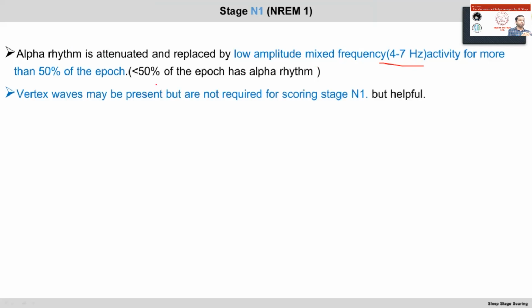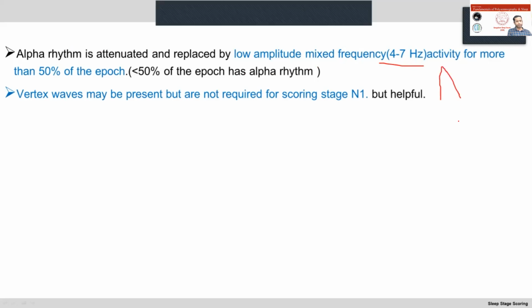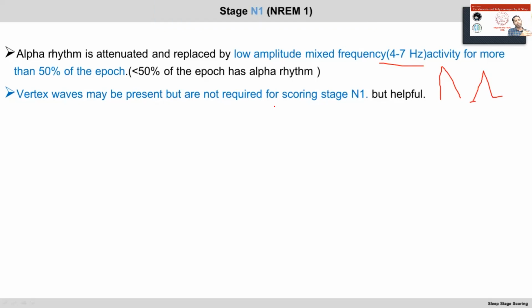So there is one more thing, vertex waves. Vertex waves are small waves like this wave, this kind of waves, small. This I will show in the figure, and they may be present during the N1 stage. They are not required for scoring stage 1, but helpful. It means if you are not seeing that clue of whether alpha is there or not, because some people do not produce this alpha rhythm. 10% of the population don't produce alpha rhythm. In that case, vertex waves are helpful. How it is helpful, we'll see in the figure.